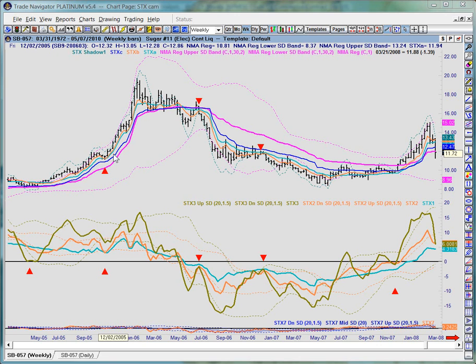What we're now going to do is shift our attention to the second of the three STX related tools, and that's what's appearing here in this subgraph or pane underneath the price action. This is the component 4 line, and I want us to take a look here briefly at the kind of things that it can provide us in terms of information as well.